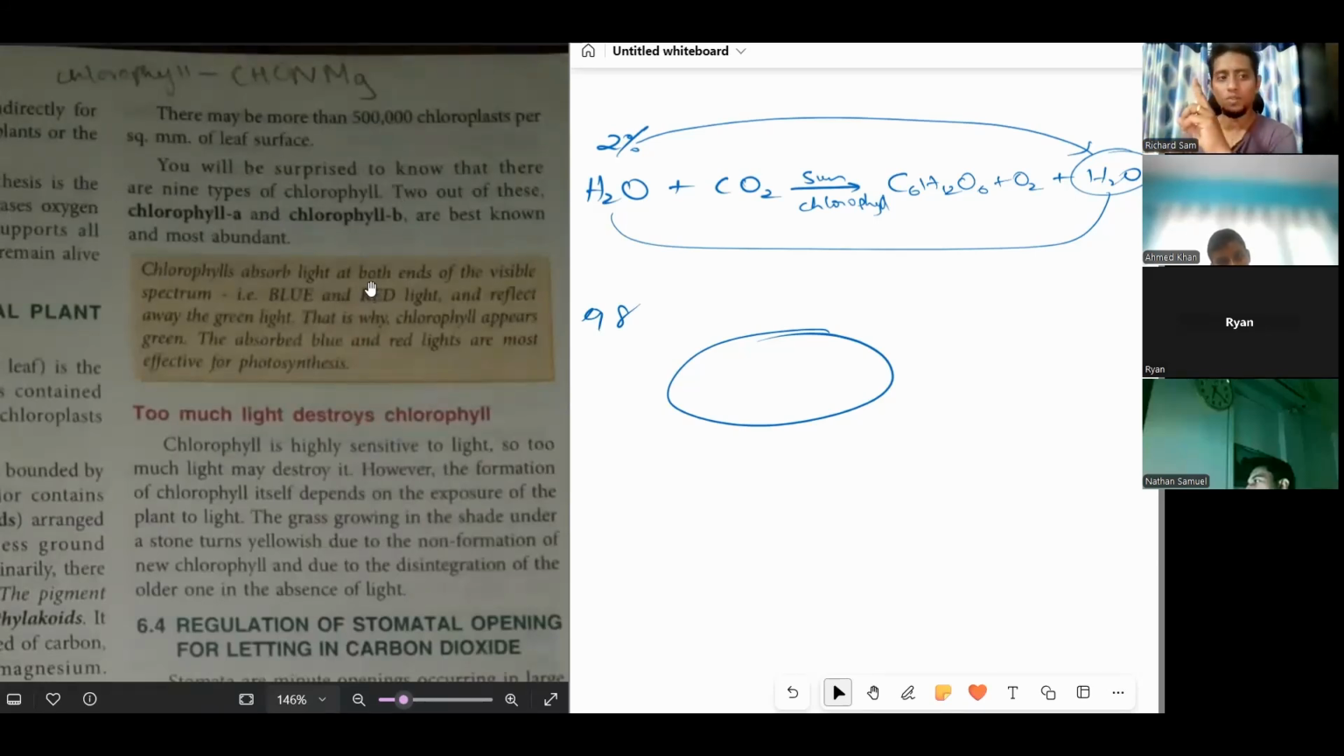Now there are 9 types of chlorophyll, but the most abundant are chlorophyll A and chlorophyll B. I'm not studying about each of them separately, but just know that the 2 most abundant chlorophylls are A and B.